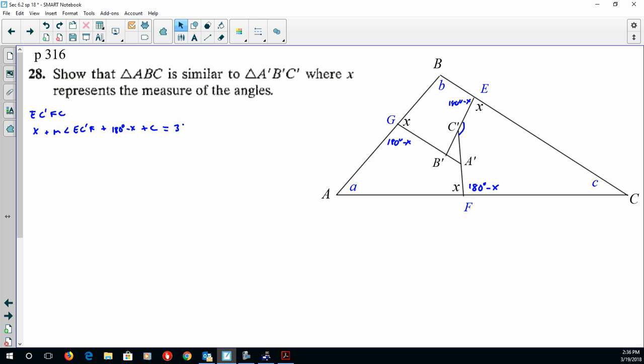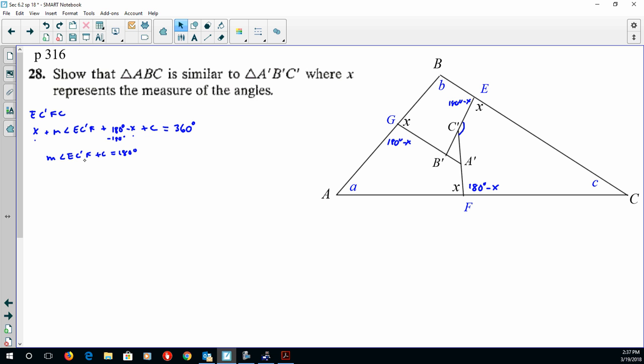It's one of the formulas we had a long time ago, that the angles of a polygon, n-gon, add up to, no, n minus 2 times 180. Yeah. Okay, so what do we have here? We add these up. This x and this negative x cancel. Okay, I'm going to subtract 180 as well. So I'm left with the measure of angle E, C prime, F plus C is 180 degrees.